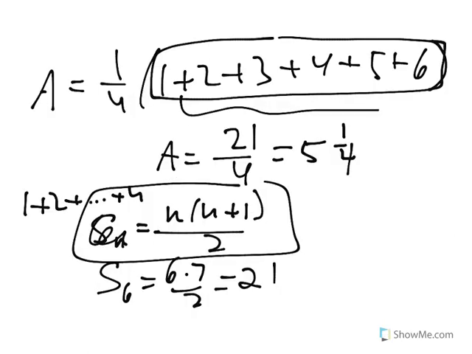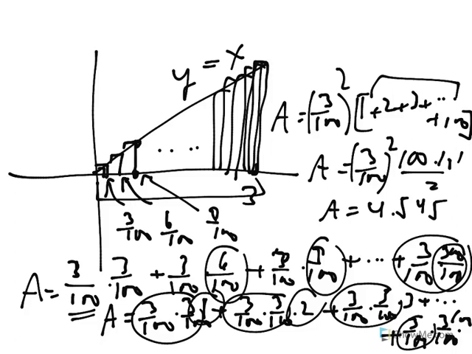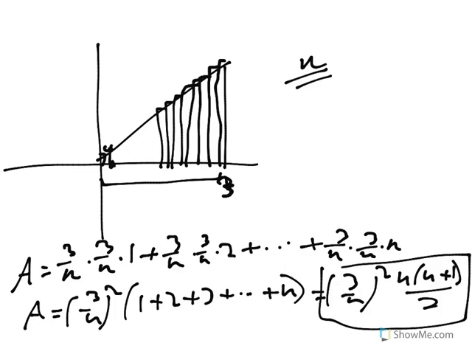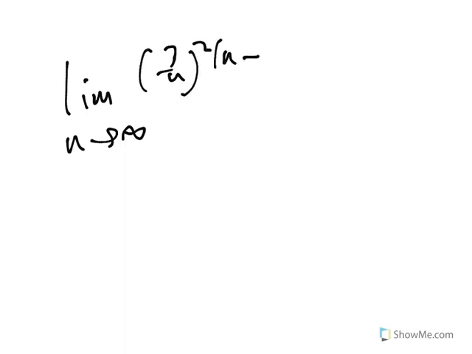So if I were to plug 6 in for n, I would end up with 5 and 1/4. And if I plug in 100 for n, I would end up with 4.545. But can I plug infinity in for n? Well, if you plug infinity in for n, you would get infinity over infinity, which is not having a value. However, we learned in an earlier lesson, I can say what's the limit as n goes to infinity of 3 over n squared times n plus 1 over 2.